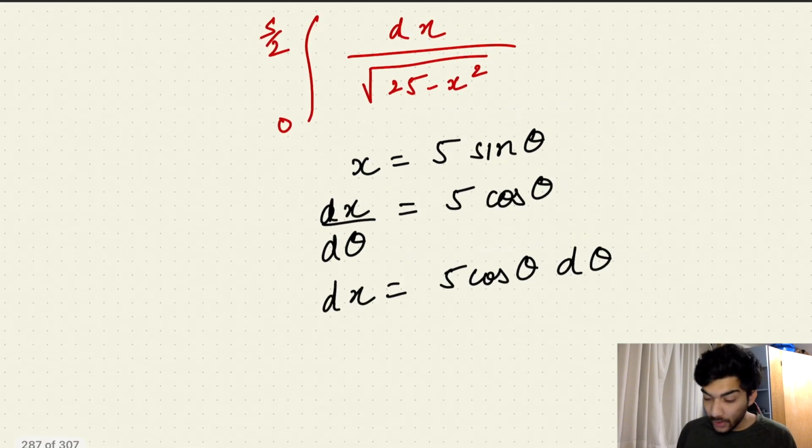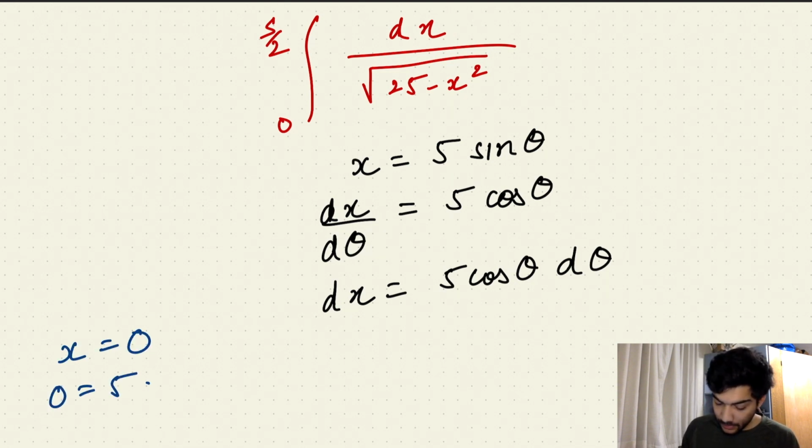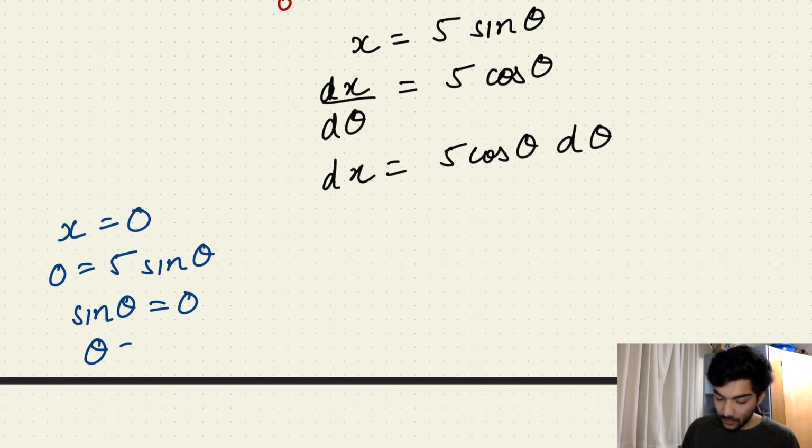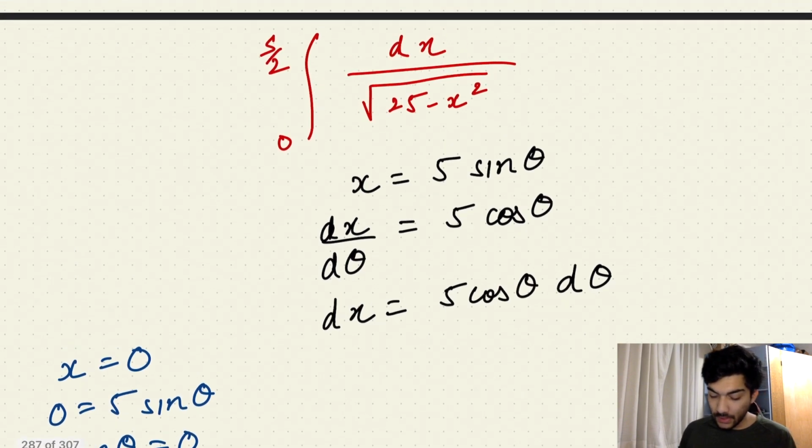And in order to convert them, we'll use this function over here, this conversion. So when our x is equal to 0, our 0 is equal to 5 sine theta. So 0 is equal to 5 sine theta, which means sine theta is equal to 0, which means theta is equal to 0.